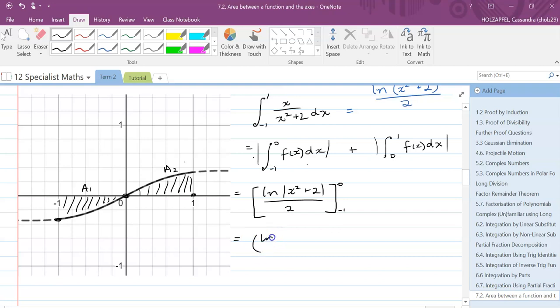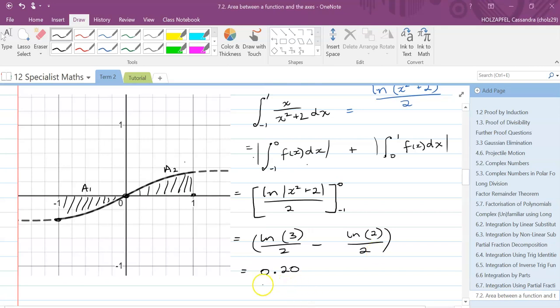So we're going to have ln of (-1)² is 1, 1 plus 2 makes 3 over 2. Take away ln of 0² is 0 over 2. So that just becomes 0 plus 2, which is 2 over 2. And then just substitute that into our calculators to get that result.